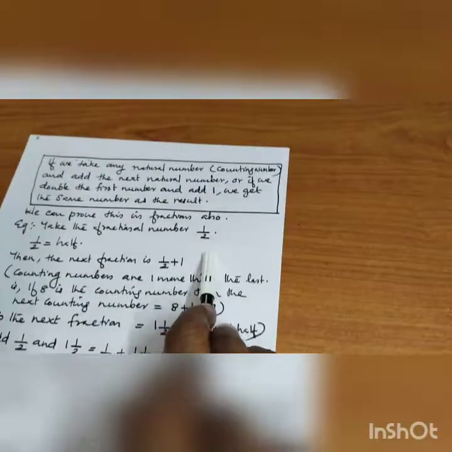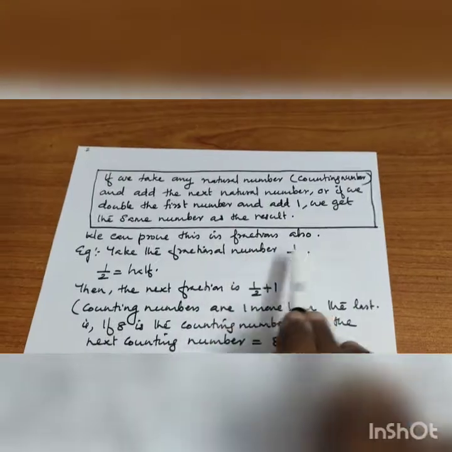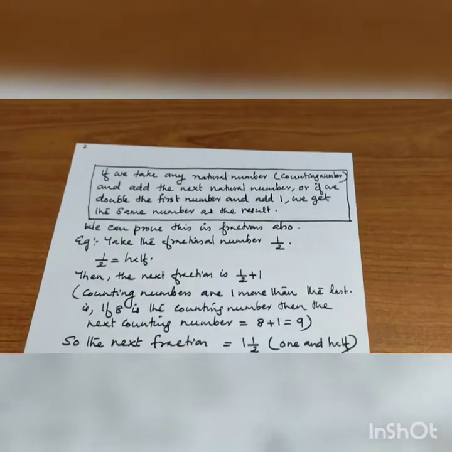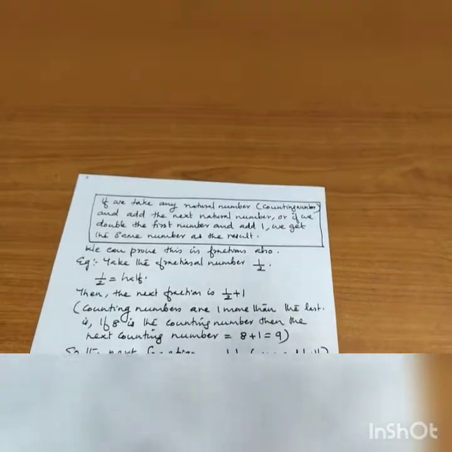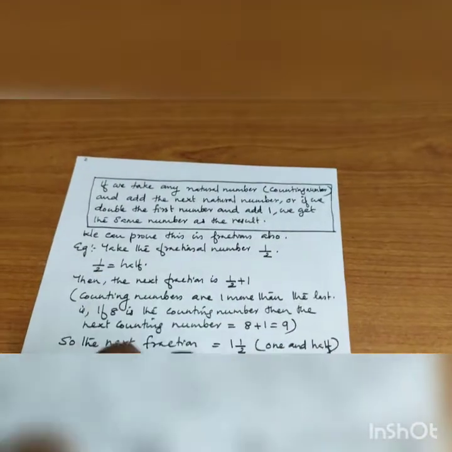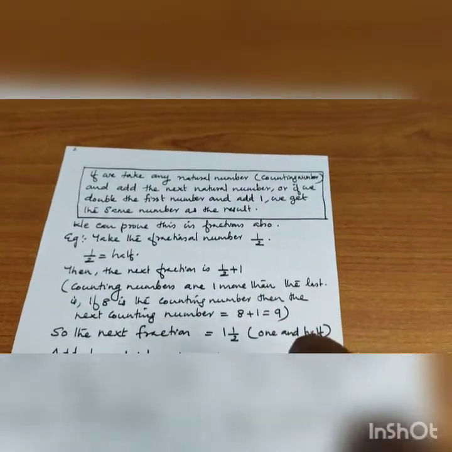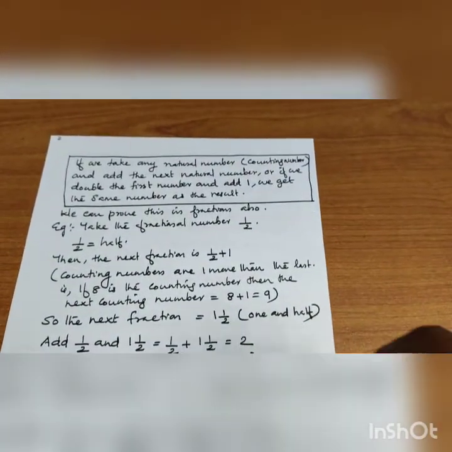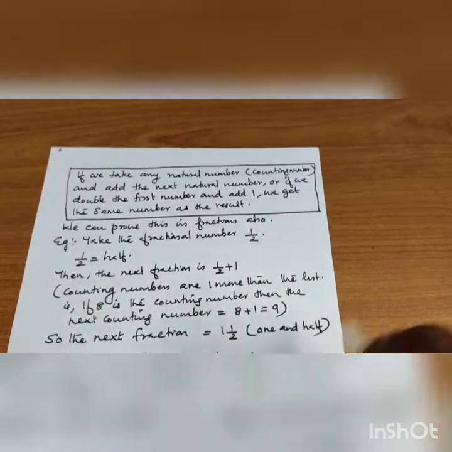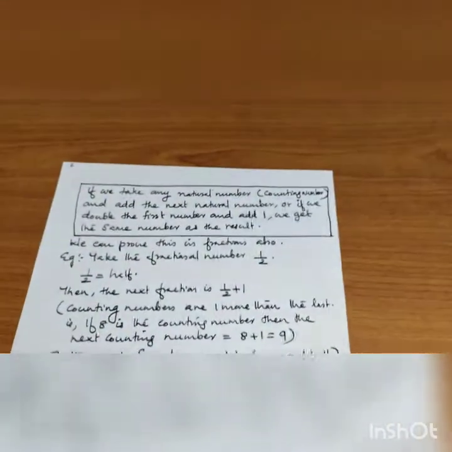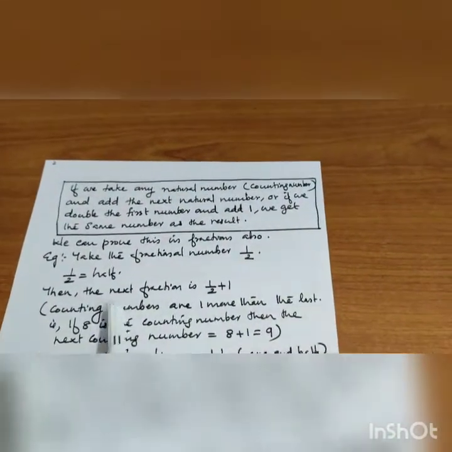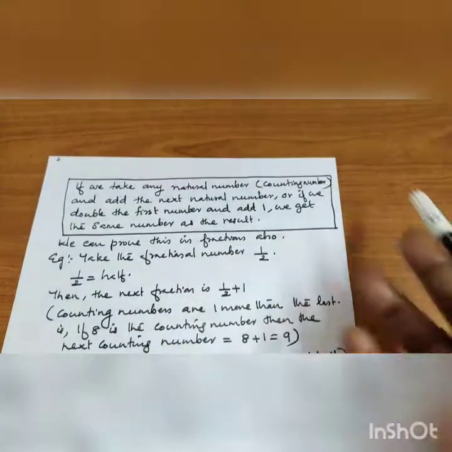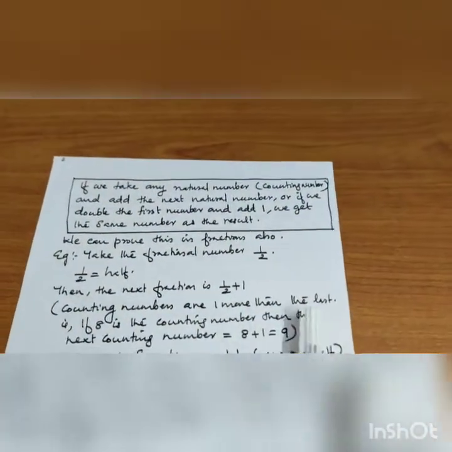We can prove this in fractions also. Take the fraction 1 by 2. We call 1 by 2 as half. Then the next number is half plus 1, because if 8 is a number, the next counting number is 8 plus 1, 9. If we take any number, the next number is the previous number plus 1. The numbers are increasing by 1. Then the next fraction is 1 by 2 plus 1. 1 by 2 is the first number, so the next number is plus 1. 1 by 2 plus 1, half plus 1, 1 and a half.